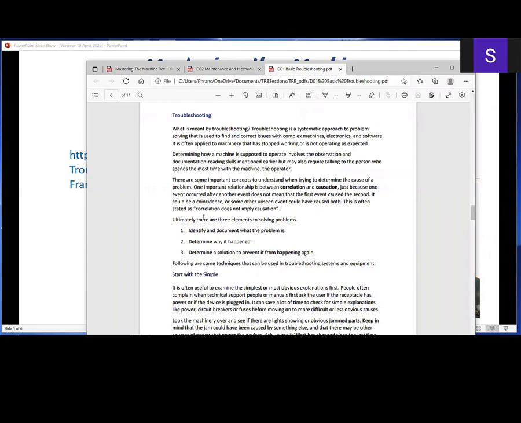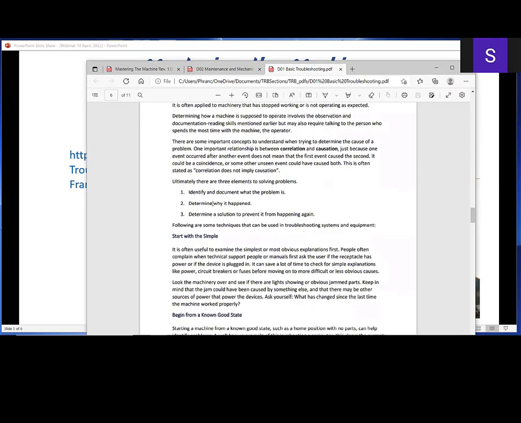What is meant by troubleshooting? 3 elements to solving problems: identify and document what the problem is. Writing down what the specific problem is important. Determine why the problem happened, and then determine a solution to the problem and prevent it from happening again.